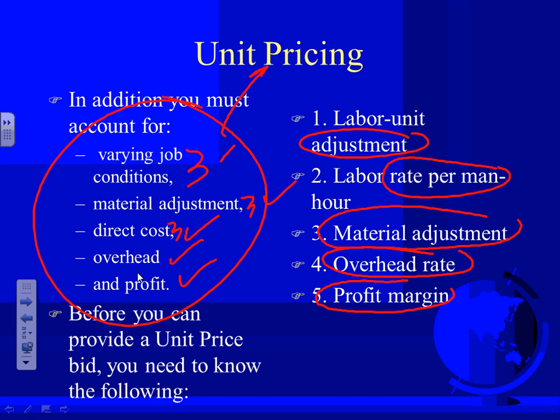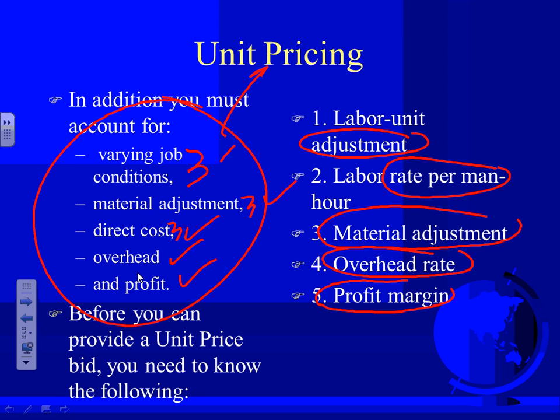So long story short, ladies and gentlemen, when you do a unit price, before you come up with a value, you have to do a detailed estimating method, from understanding the scope of work all the way to the bid proposal, basically. Am I making sense, guys?